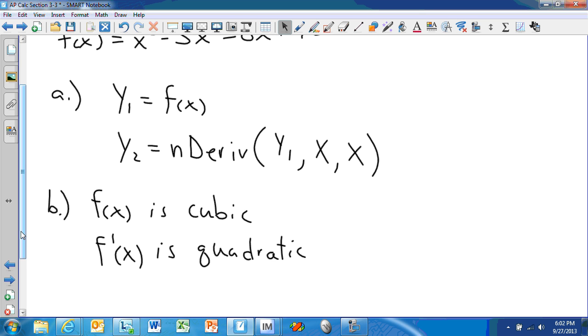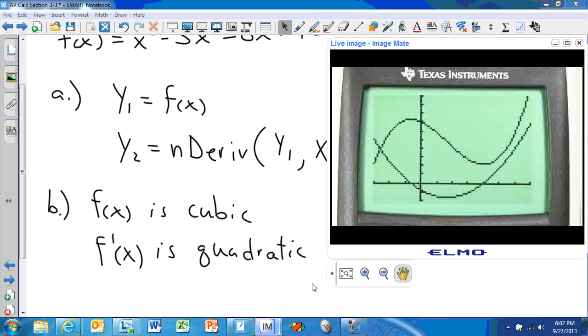Look at C. It says trace to find values of f of 3 and f prime of 3, and describe how f prime of 3 relates to the graph of f at x equals 3. So let's go back to our calculator here. And let's just trace this. I'll start with function f here. And we'll trace it to x equals 3. You can just simply hit trace and then type in 3 and press enter, and it'll trace to that value. So f of 3 is 28.